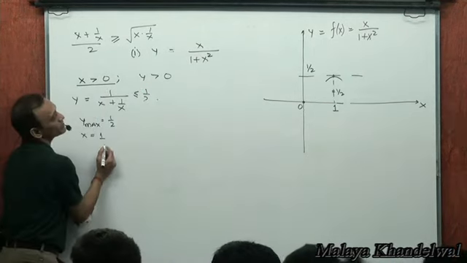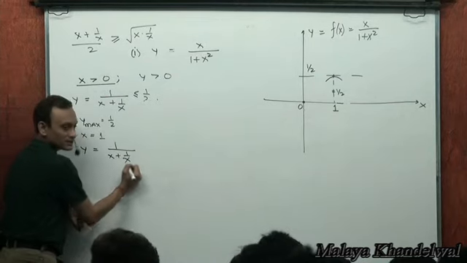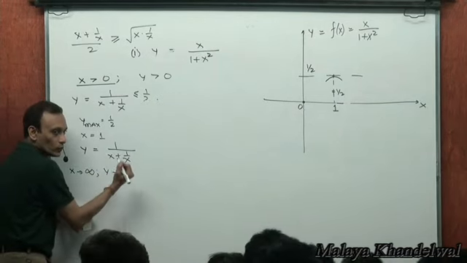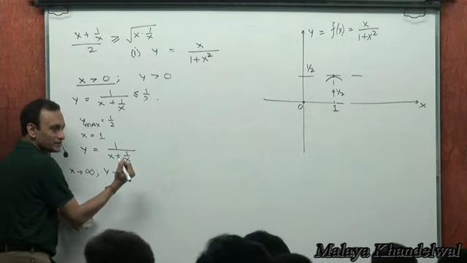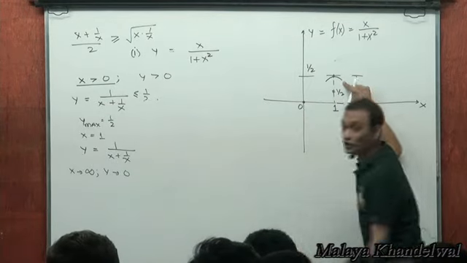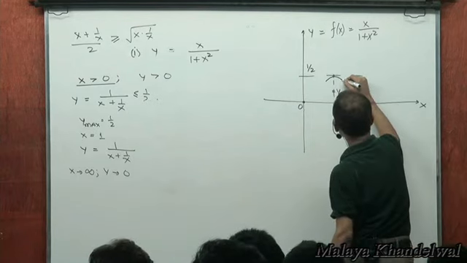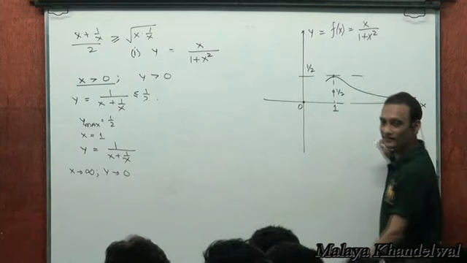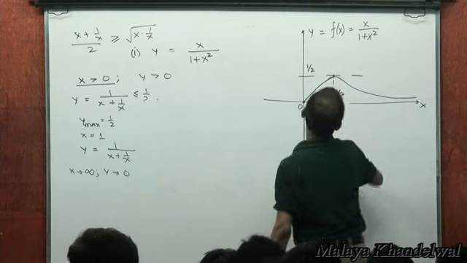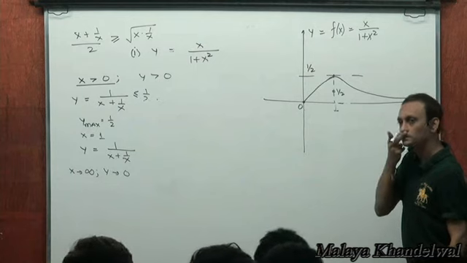Now, notice that y could have been written as 1 by x plus 1 by x. As x tends to plus infinity, y tends to 0. And do you realize that there is no other turning point except x equal to 1? Isn't it? So as x tends to infinity, y tends to 0. And then draw the missing part. Yes or no?